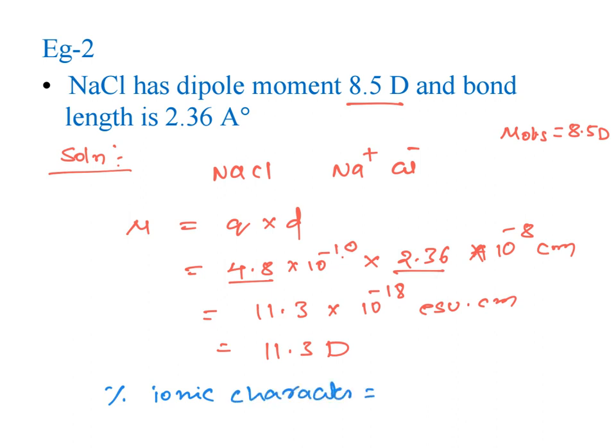Percentage ionic character equals observed dipole moment 8.5 divided by calculated dipole moment 11.3, into 100. So how much percentage do we get here? 75% ionic character is present in NaCl. That's why we say NaCl has an ionic bond.